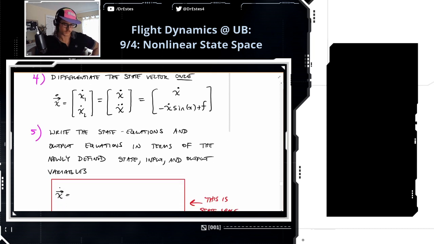Now, fifth step, write the state equations and output equations in terms of the newly defined state, input, and output variables. So what are these new variables? I'm talking about x1 and x2. I'm talking about u1. And I'm talking about y1 and y2. So I want to take all of the equations from steps 1 through 4 and rewrite them in terms of these new variables.